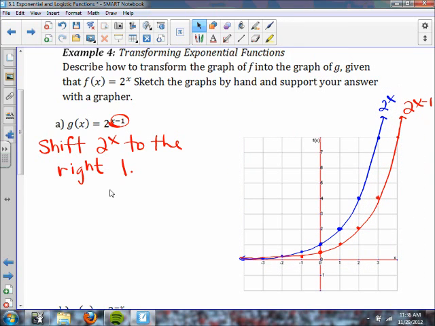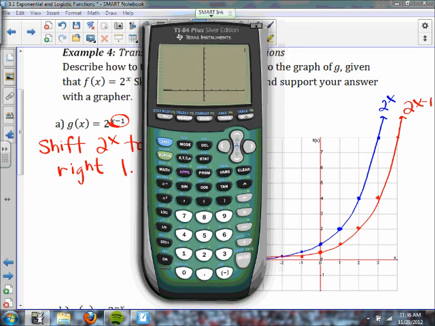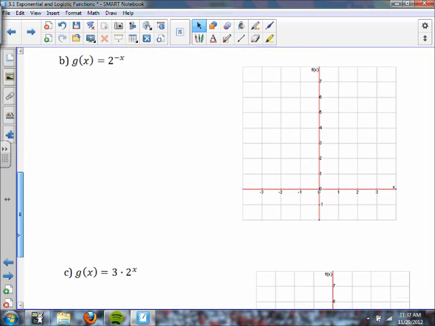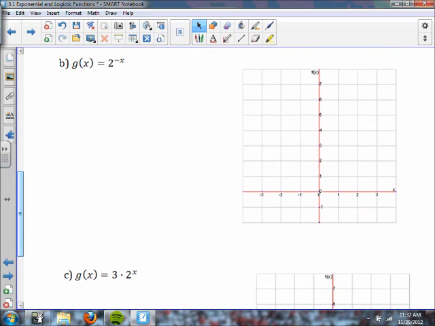All right. So we graph this. Well, let me do one thing first. So here's 2 to the x, and here is 2 to the x minus 1. Okay? So that's what we have there. Now, again, let's graph 2 to the x. You should be able to graph that pretty quickly, I would hope, by now.